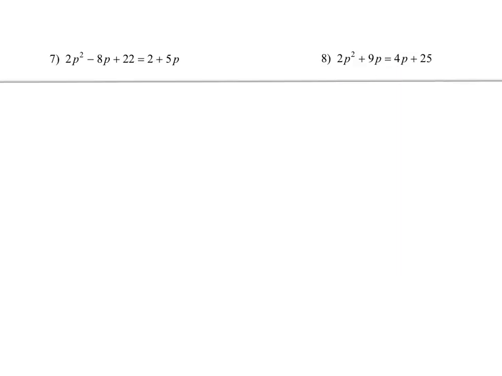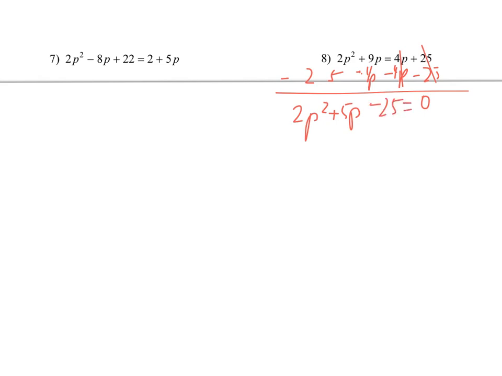All right, next up here, same idea. We're going to solve this by factoring. So I'm going to move the 4p over. Now that one is actually going to combine with the positive 9p. And then I'm going to subtract the 25. That's not going to combine with anything. So these cancel, so I get 0 like I want. And I have 2p squared, and then plus 5p from 9 minus 4, and then minus 25, and that's equal to 0. I don't see a GCF on this one, so I'm just going to go into my X box.